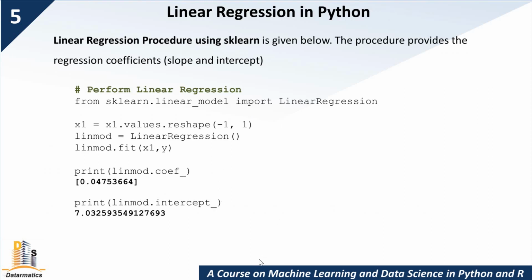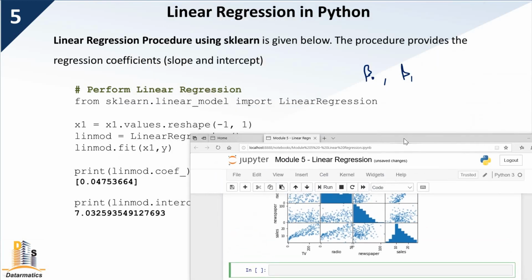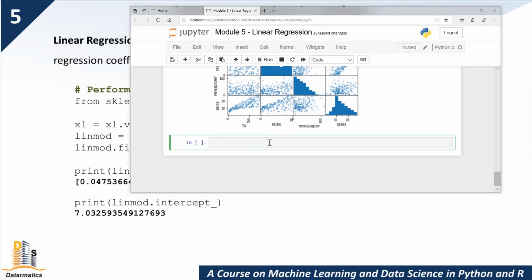Let's now determine the coefficients of linear regression, beta 0 and beta 1, in Python. That is the next thing we are going to do. To do that, we have a module in Python called sklearn.linear_model. This module contains LinearRegression, so I'm going to say from sklearn.linear_model import LinearRegression. If I run this, hopefully it's okay.